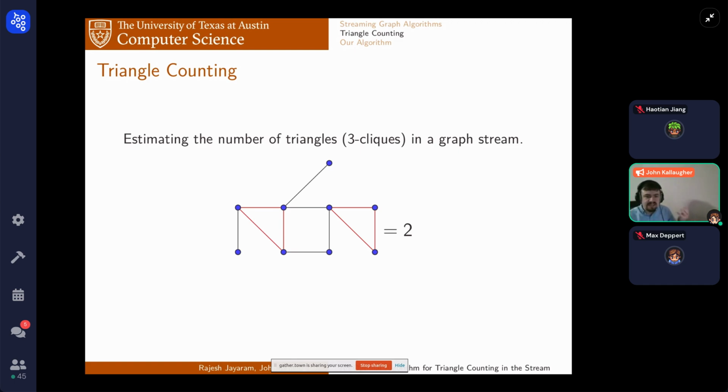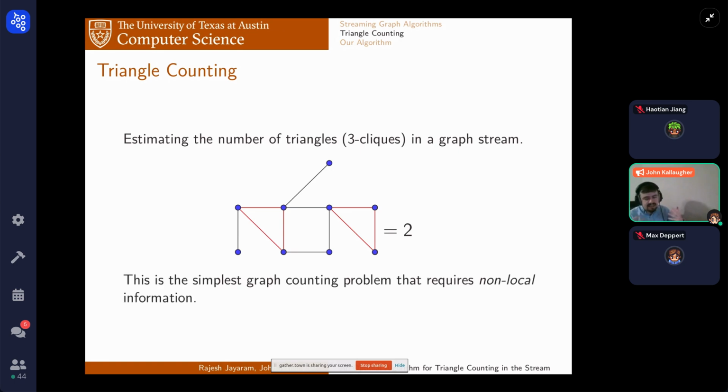It's been used for things like spam detection, but it's also of particular theoretical interest because it is, in some sense, the simplest graph counting problem that requires non-local information. By non-local information, what I mean is, say you wanted to try an even simpler graph counting problem, like counting the number of length 3 paths in the graph. Well, you can find the number of these paths that are centered at a given vertex just by looking at what its neighbors are. Whereas if you want to count the number of triangles, you have to join together information about the neighborhoods of at least 2 different vertices.